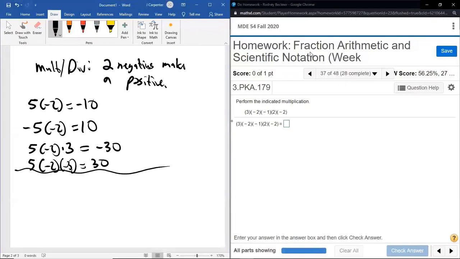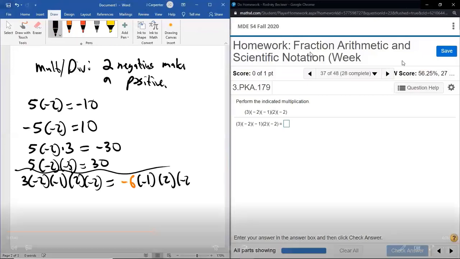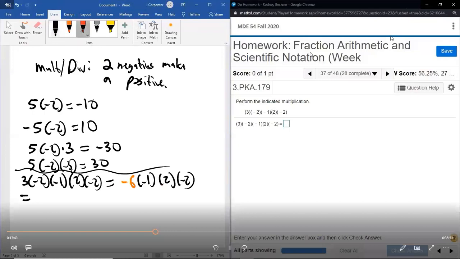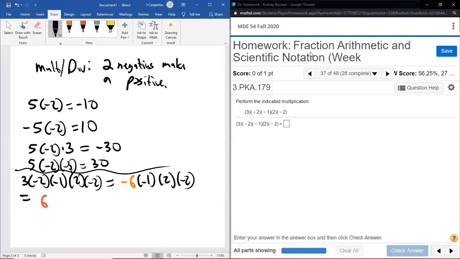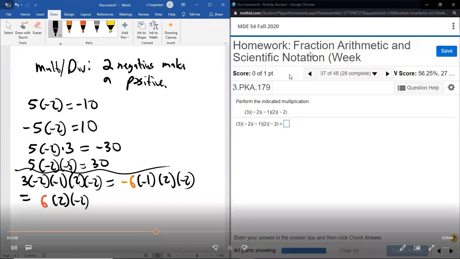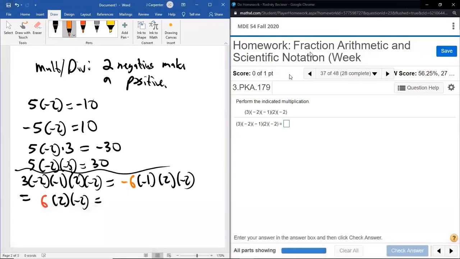So the problem they actually have is 3 times negative 2 times negative 1 times 2 times negative 2. If you want to show these step by step, the 3 times the negative 2 would make a negative 6. And then times the negative 1 times the 2 times the negative 2. The negative 6 times the negative 1 would make a positive 6. And then times the 2 times the negative 2. The 6 times the 2 would make a 12. And there's times the negative 2. And the 12 times the negative 2 would be a negative 24.